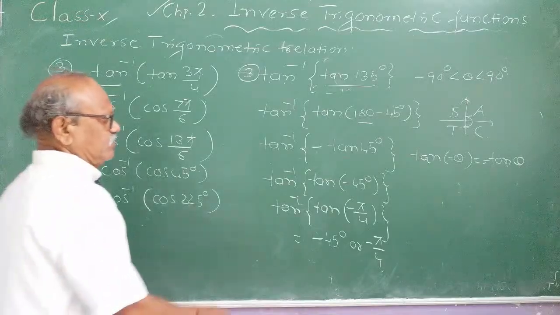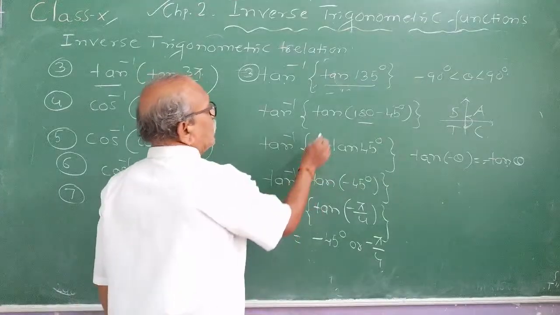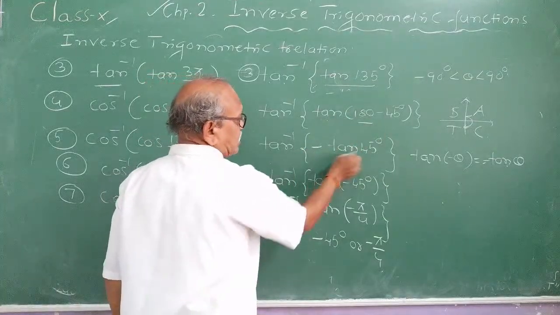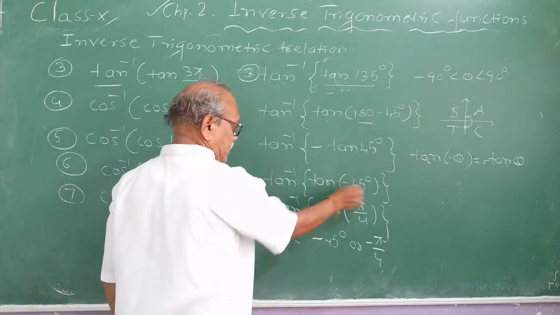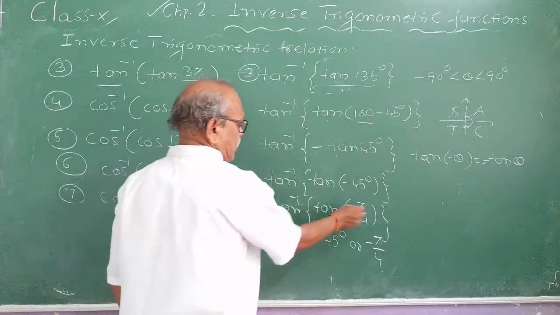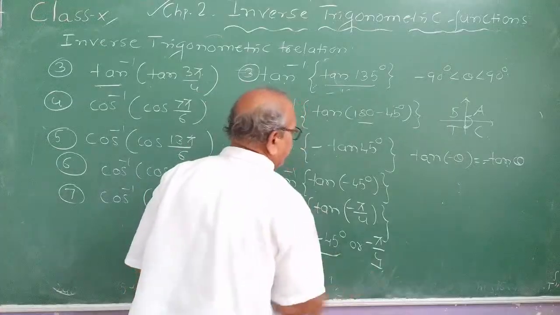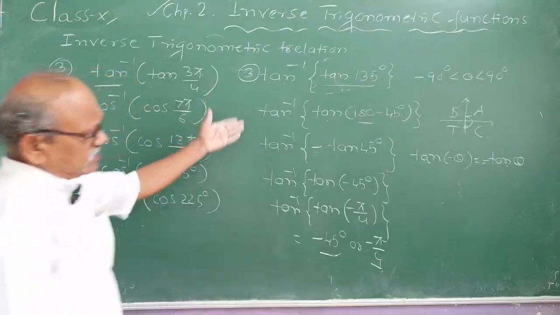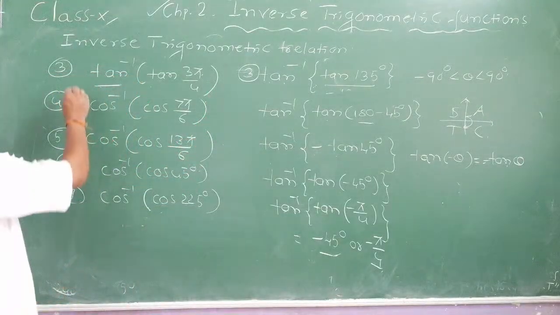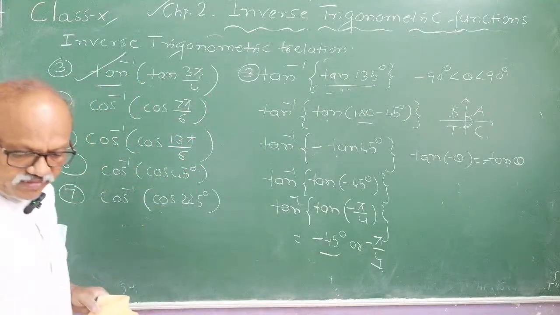Okay, next one. Tan 180 minus theta is minus tan theta. Allied angle minus tan theta can be done as tan minus theta. Therefore, tan inverse of tan minus pi by 4 is minus 45 degree. It lies in the limit only. Therefore, the correct answer. I hope you understood tan inverse of tan function.